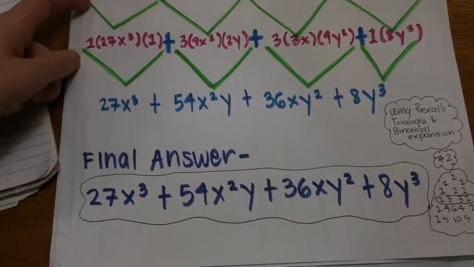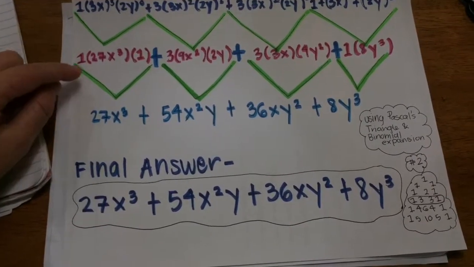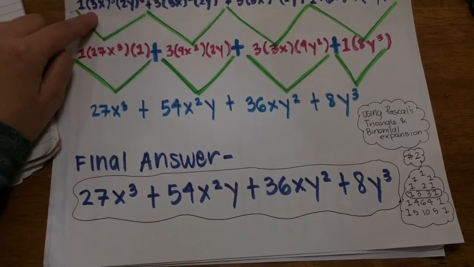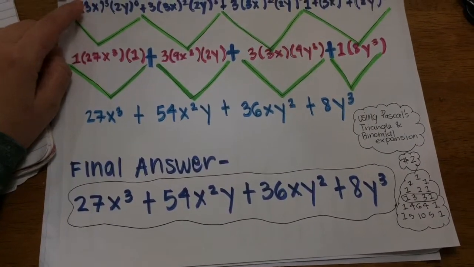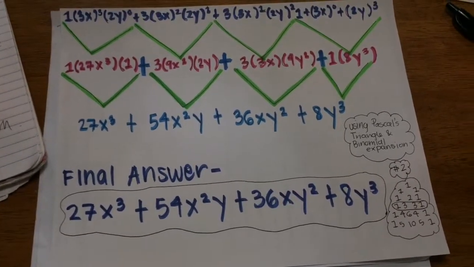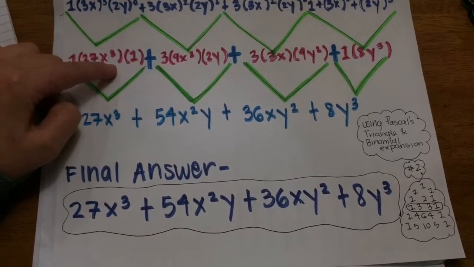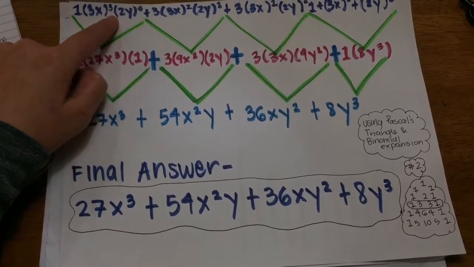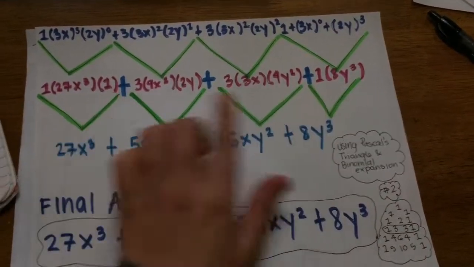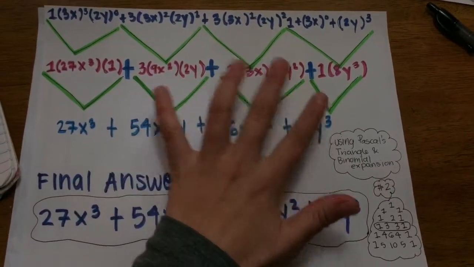So for this one, since you have 1 times 3x to the 3rd power times 2y to the 0 power, you're going to have 1 times 27x cubed, because 3x to the 3rd power is 3 times 3 times 3, which is 27, and then x times x times x is x cubed. So you have 1 times 27x cubed times 1, because anything to the 0 power equals 1. So after that, you're just going to follow those same steps for the rest of these.